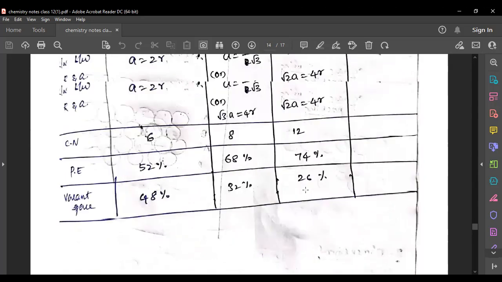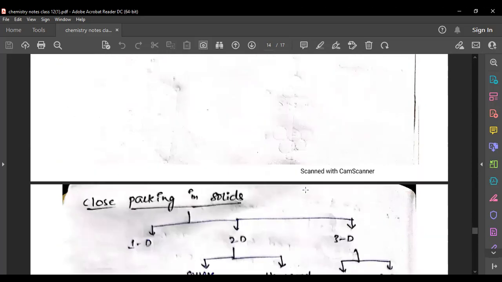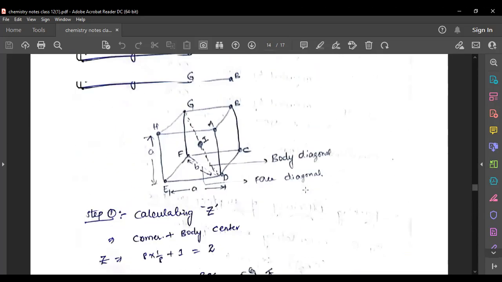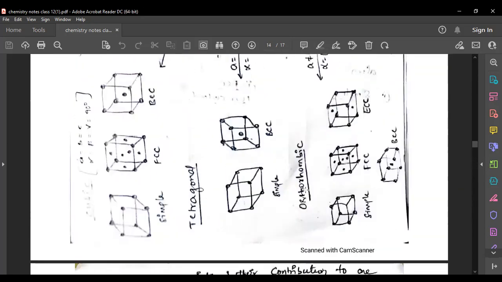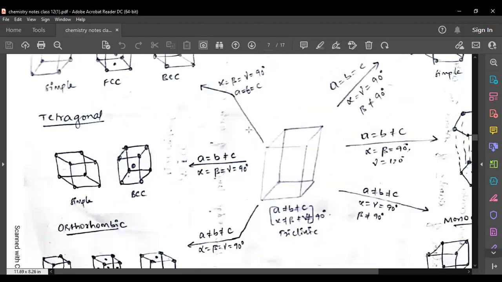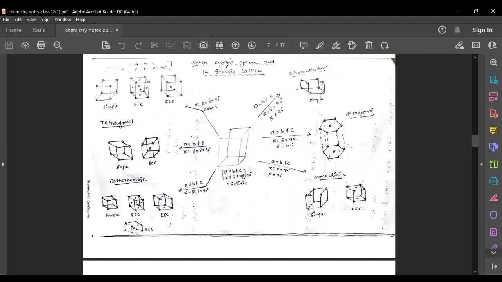So, remaining topics we'll study in the next class. We'll just revise the topics we discussed in today's class. So, we started with the 14 Bravais lattices and the 7 crystal systems. The first one is triclinic. In the case of triclinic, we have a not equal to b not equal to c and alpha not equal to beta not equal to gamma not equal to 90 degrees. That is triclinic. Next, cubic. Alpha equal to beta equal to gamma equal to 90 and a equal to b equal to c.